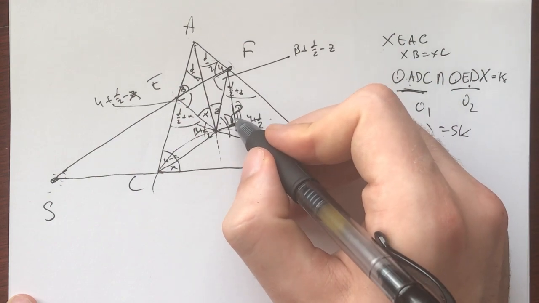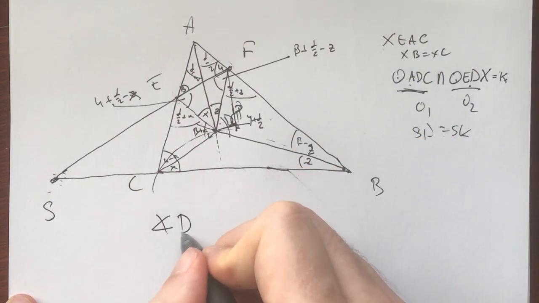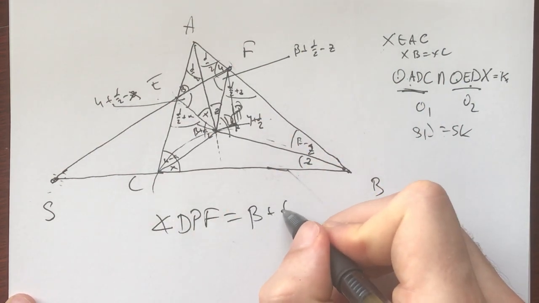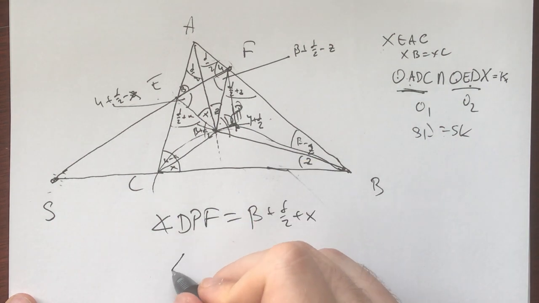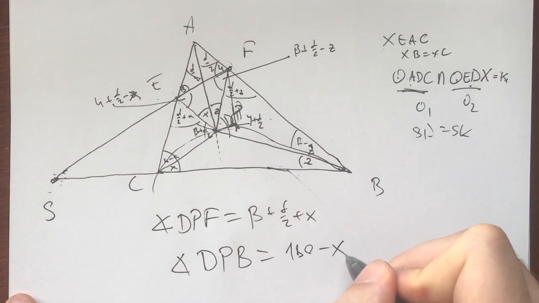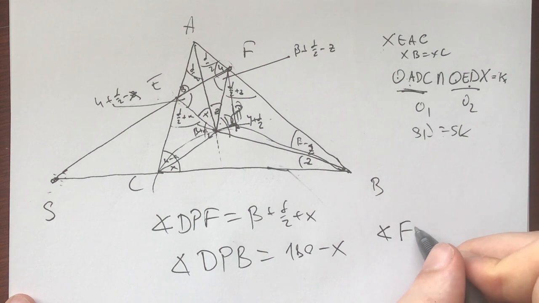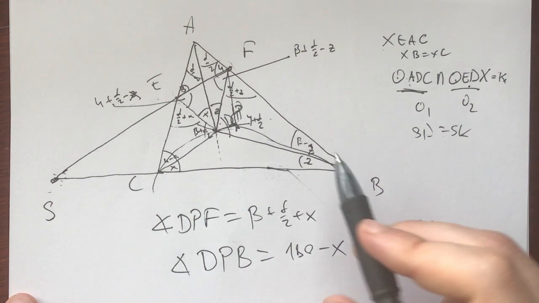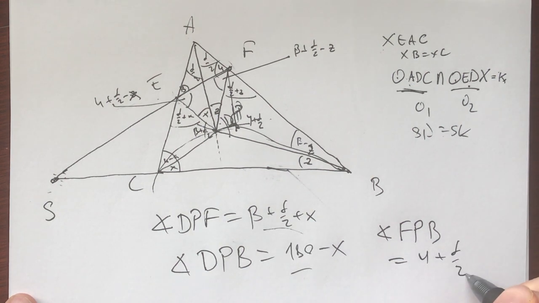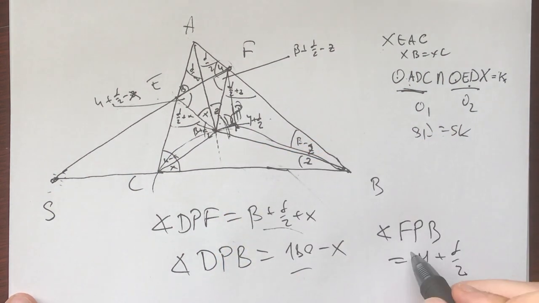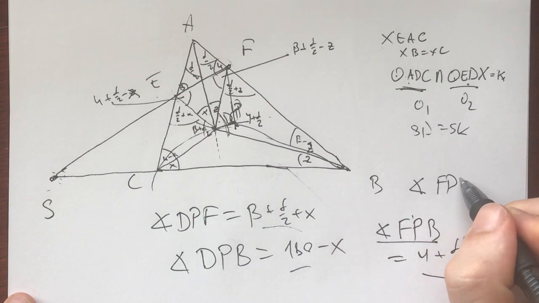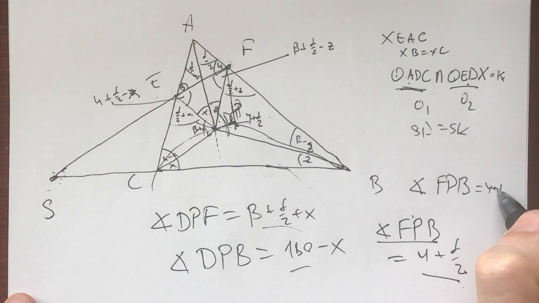Say it's here. Well, we have that this angle, the angle DPF, is equal to what? 180 minus this. So this is beta plus alpha half plus X. And then we have DPB is equal to 180 minus X, which makes the angle FPB equal to 360 minus all of this. This plus this is, okay, so we're left with gamma plus alpha half. And now if you stop for a second, you'll notice, wait, FPB needs to be gamma plus alpha half, but we already have that FDB is equal to gamma plus alpha half.